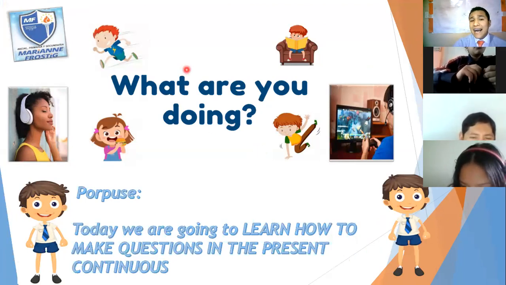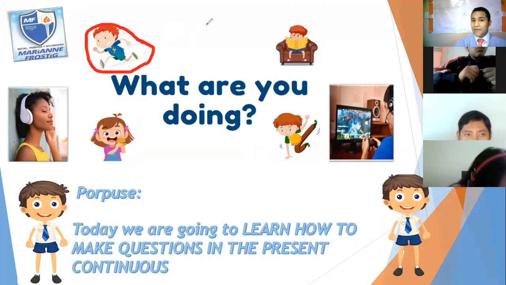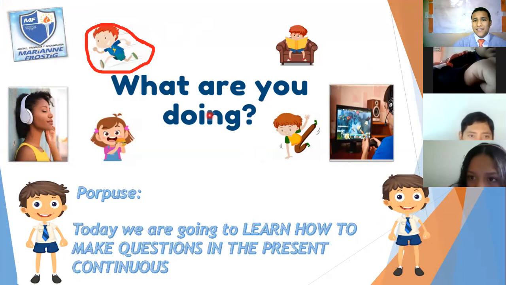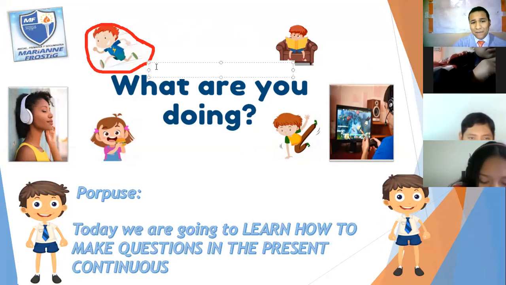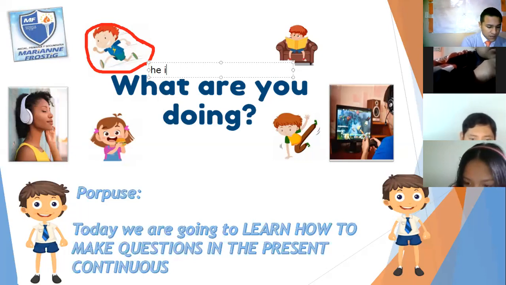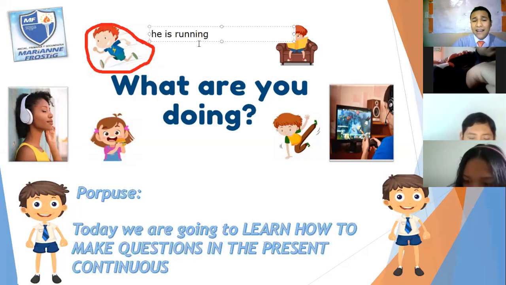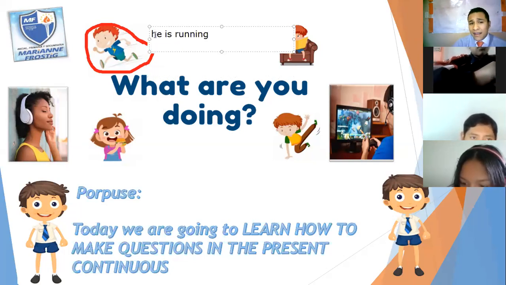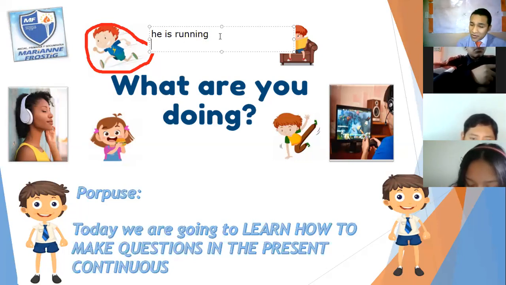Volunteer to tell me a present continuous sentence about this boy. Volunteer, present continuous, affirmative. Come on, guys. He is running. Excellent. Repeat, please, Melina. He is running. Excellent. Present continuous. Volunteer to tell me he is running, but in negative. In negative, volunteer to tell me in negative.